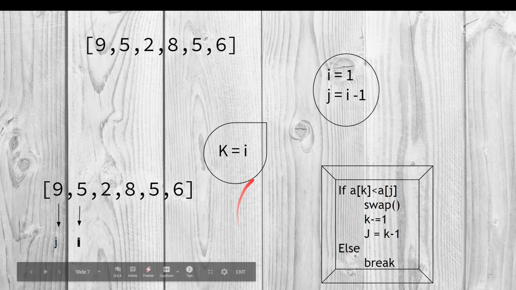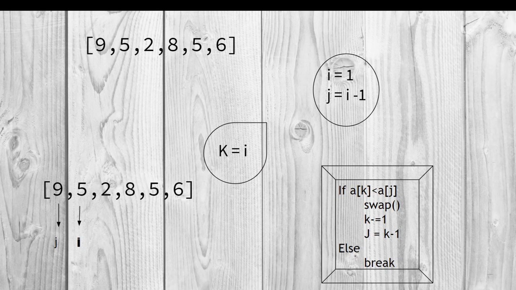And we'll keep changing the values of pointers k and j until the part of the array up to i gets fully sorted. Now we'll keep iterating with the conditions. If a of k is less than a of j, we'll swap them, decrementing k and j consecutively, else we'll break our loop. Because if the value is greater than its previous one, then it should be greater than all the remaining values, because that part of the array has already been sorted.